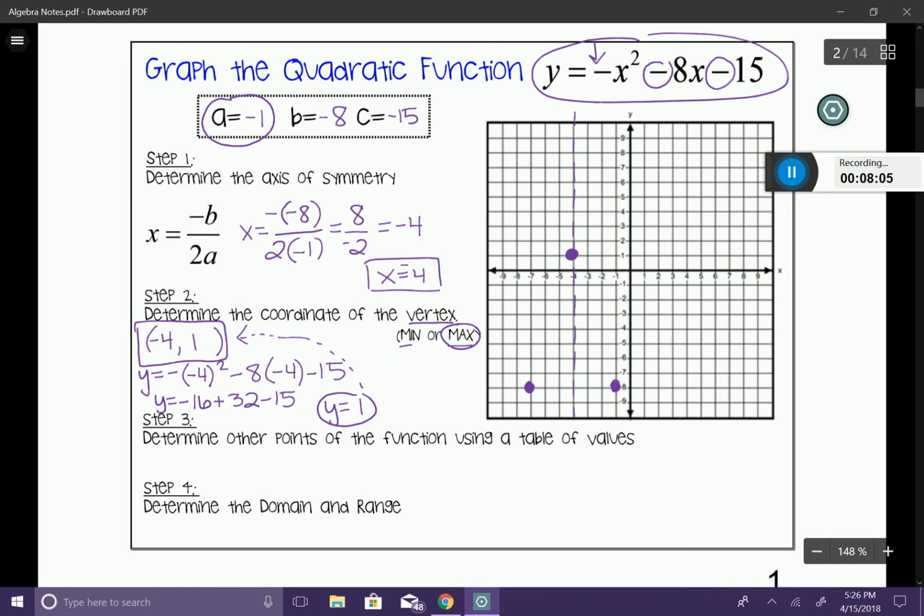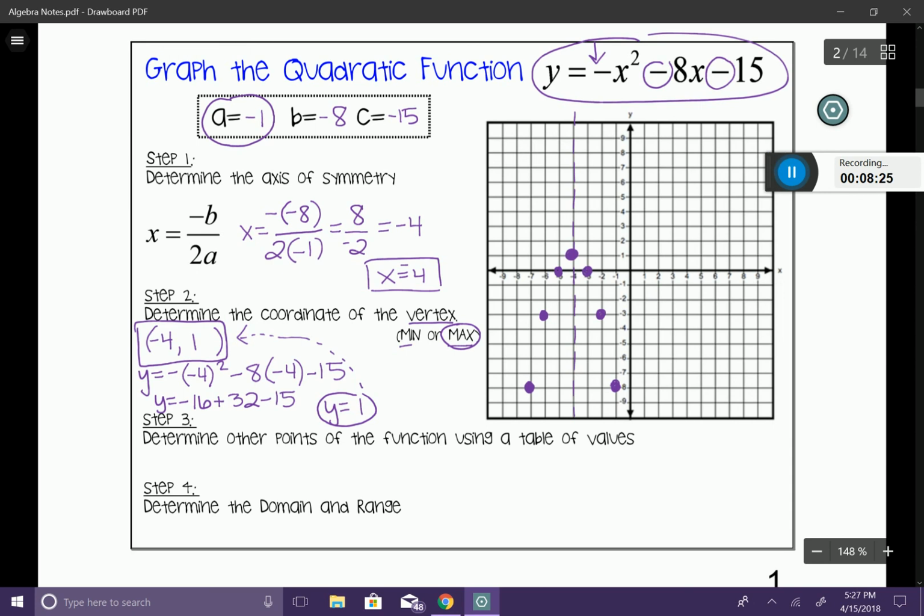How about negative 6, negative 3? So negative 6, negative 3 is right about there. And I'm going to reflect it over. Perfect. And I think I have one more I want to put on here. I want to put negative 5, 0. So negative 5, 0 is right about there, right on my x-axis. And then I'm going to reflect it over.